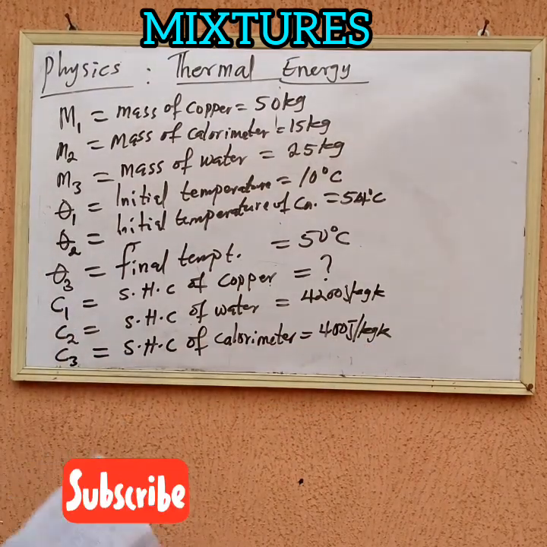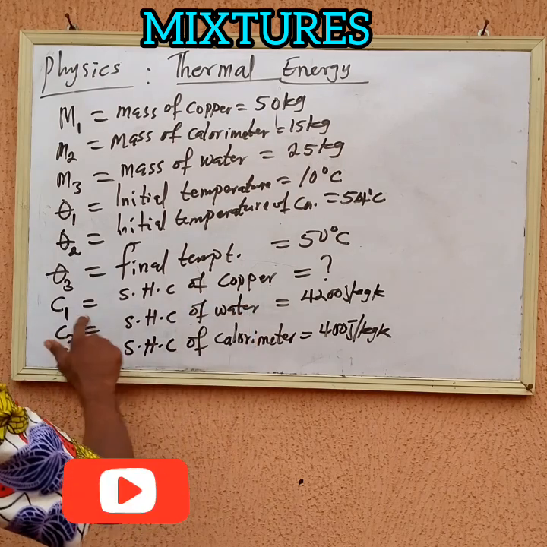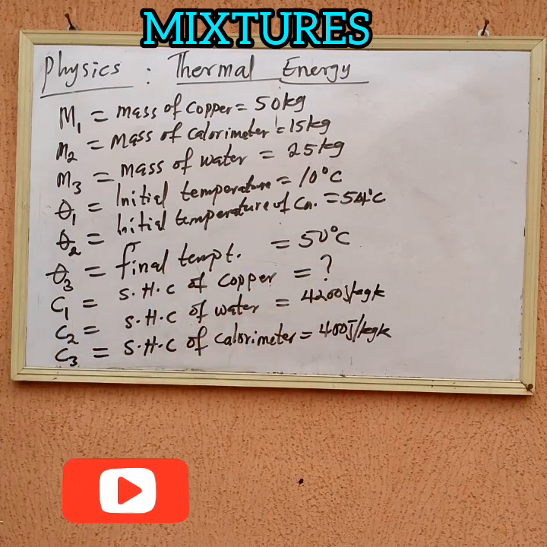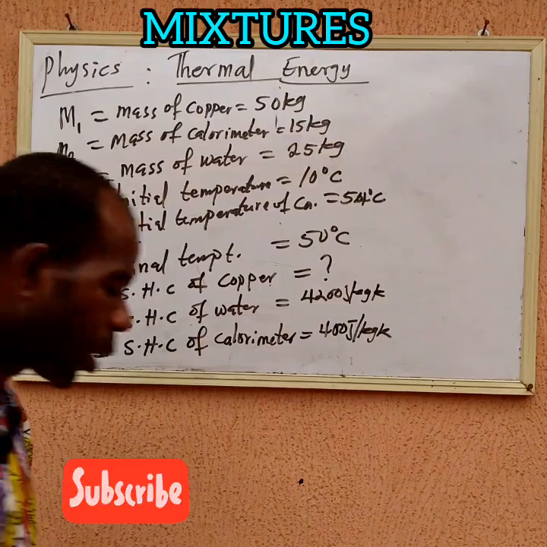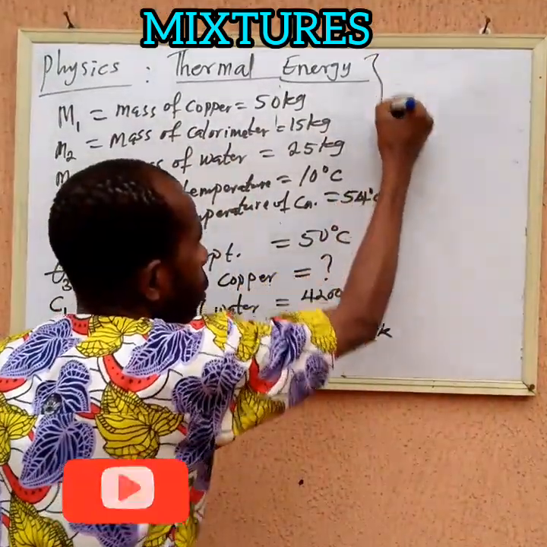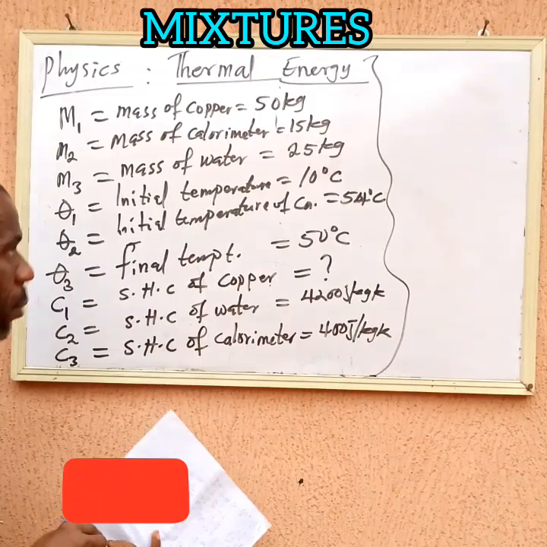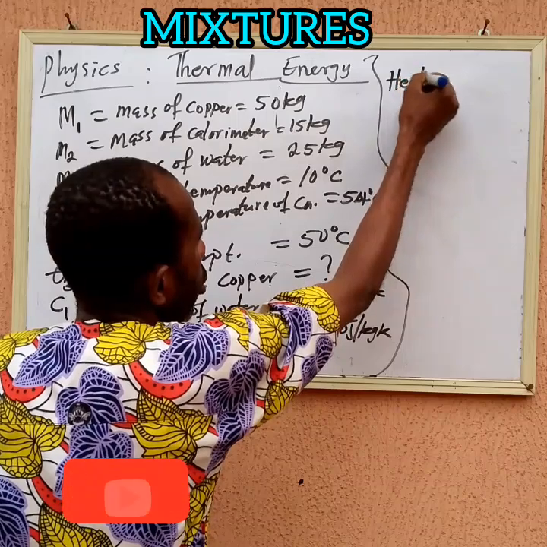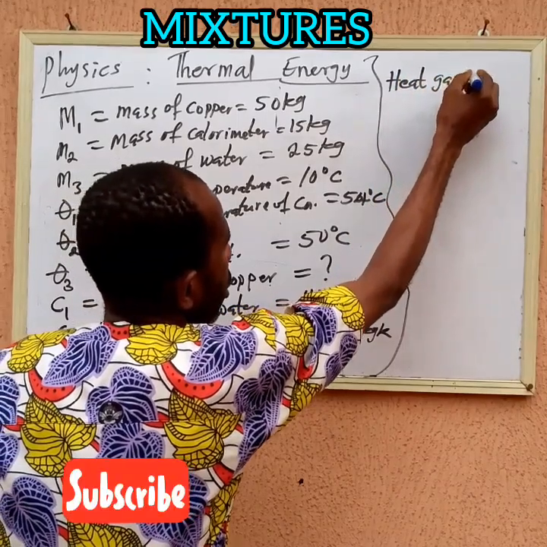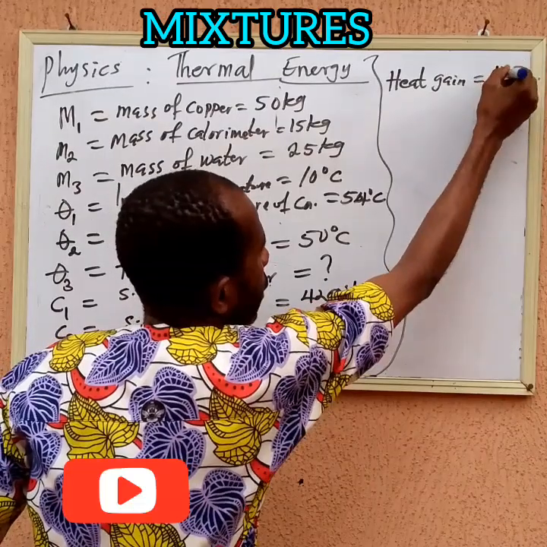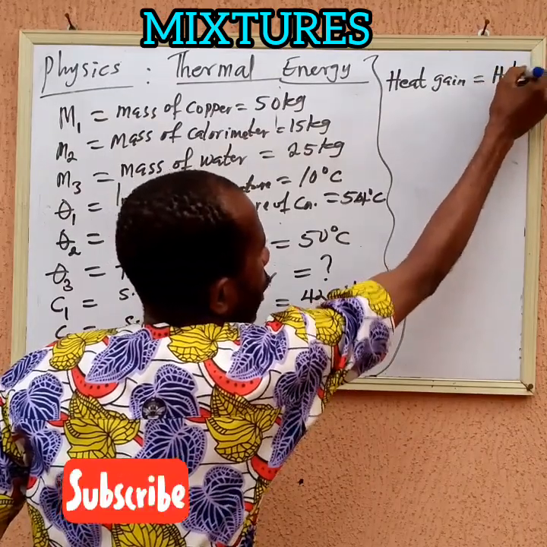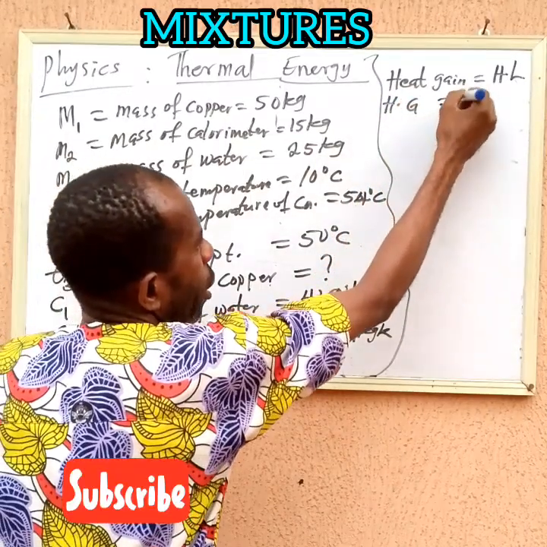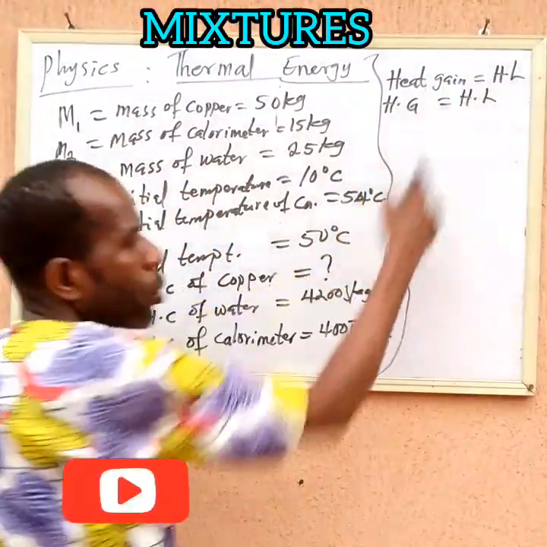Now, for us to get the specific heat capacity of this copper, according to the law of mixture, the total heat gain equals the total heat loss. Let us minimize the board here. Please bear with me. According to mixture, heat gain is equal to heat loss. You can call it Hg equal to HL, heat gain equal to heat loss.